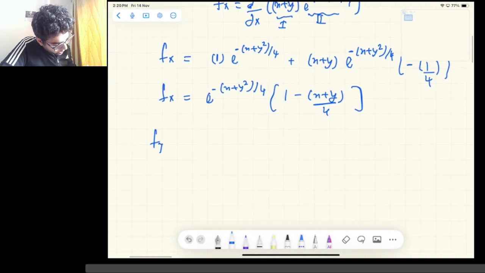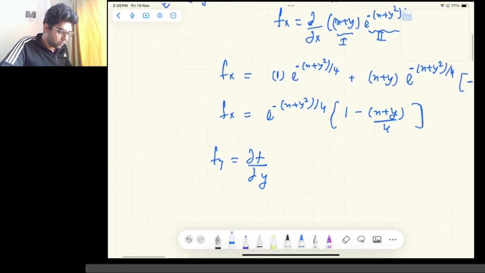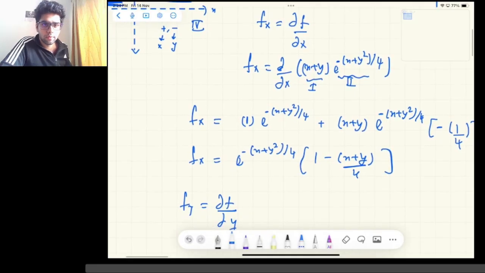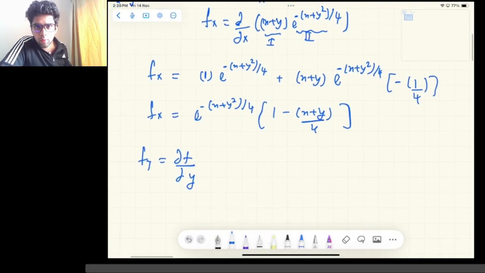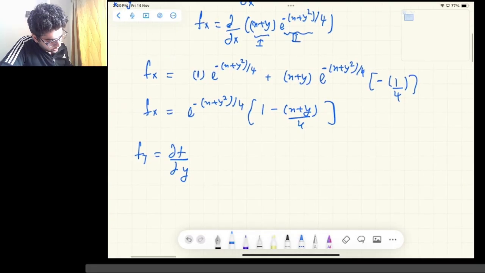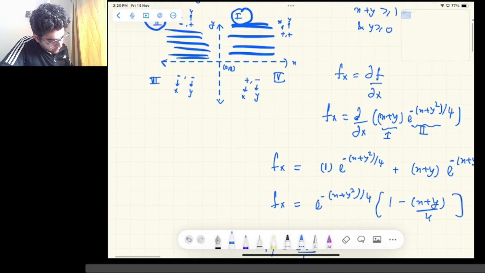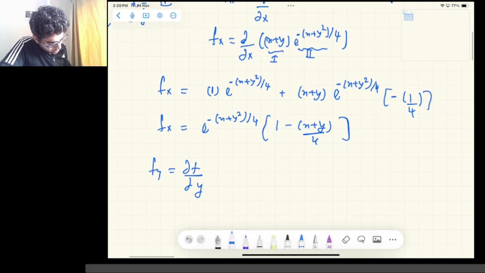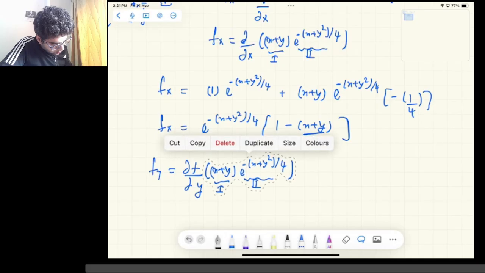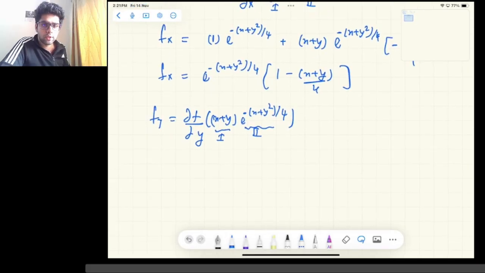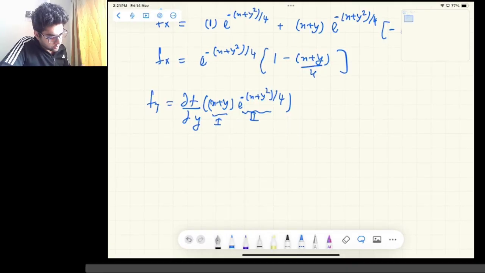Now if I just try to find f of y, which is the first order derivative of the function f with respect to y only, and I'll treat x as a constant, right? I hope you guys can see what I'm doing. So I just try and solve this. My function is this, right? So if I just duplicate this, my x plus y is my first function and e to the power minus (x plus y) square divided by 4 is my second function.